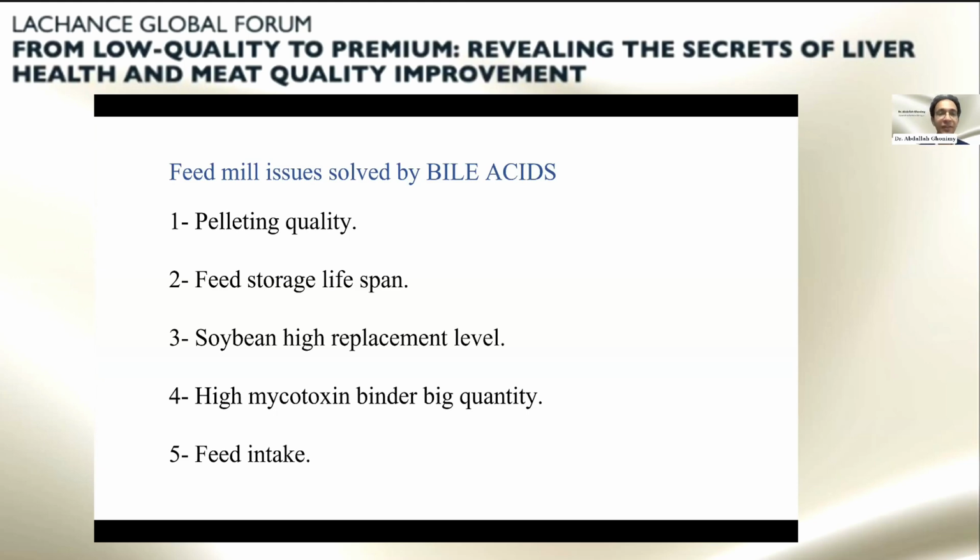The last one is feed intake, because bile acid has a special mechanism to increase feed intake. It affects the olfactory organs in fish and shrimp, and also affects the receptor of amino acid, which means if the fish eat more amino acid, the fish feel that they eat more. And then the bile acid goes the same way and gives a message to the brain that we are eating amino acid, but it's not, it's bile acid, which means increased feed intake.